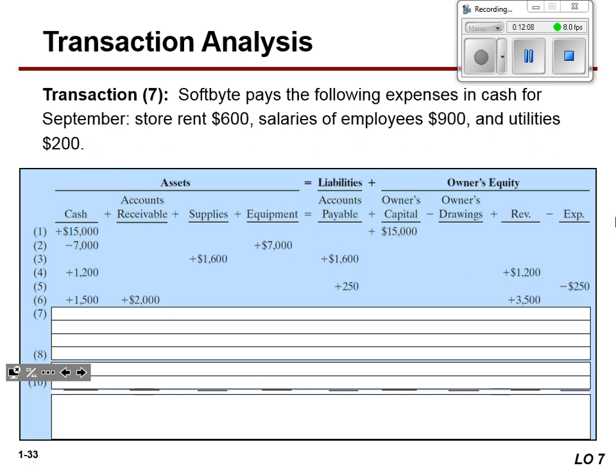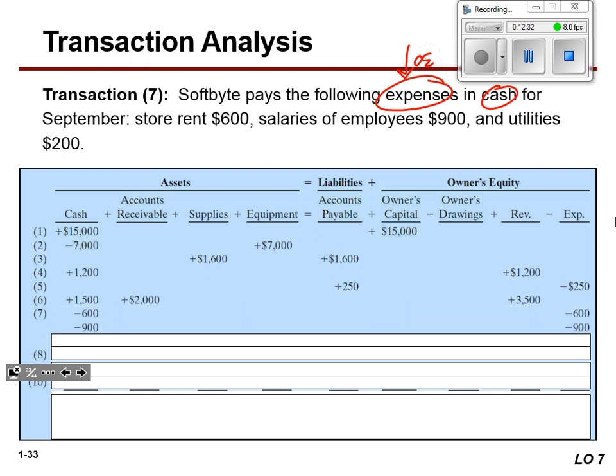Oh boy. We're paying a bunch of expenses. Circle the word expenses. We know that is going to go down for owner's equity. How do we pay for all these expenses? Keep digging, keep looking. Cash. We paid our store rent, we paid our salaries, we paid our utilities. Now, you're going to see minus 600, minus 900, minus 200. 600 was store rent. 900 was salaries. 200 was utilities.